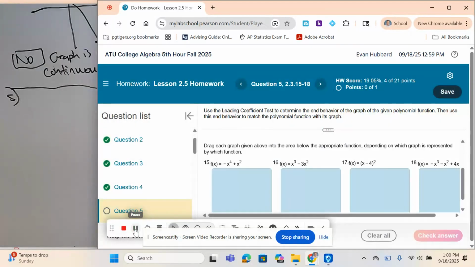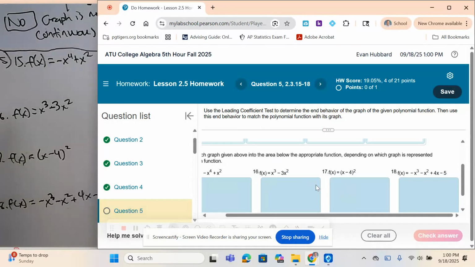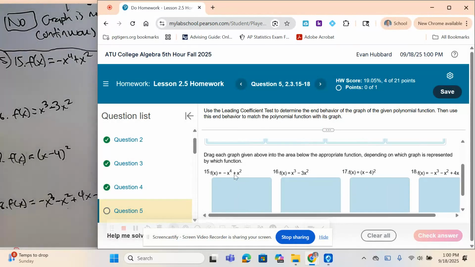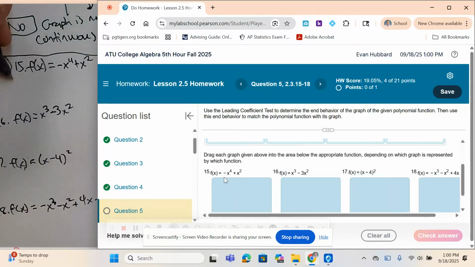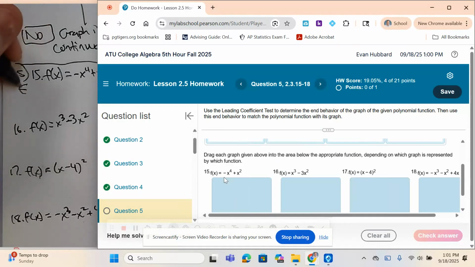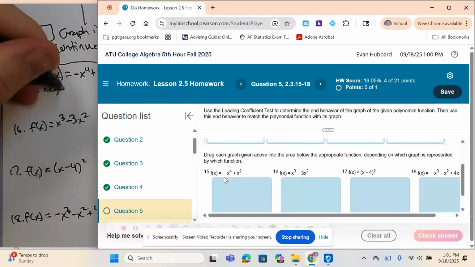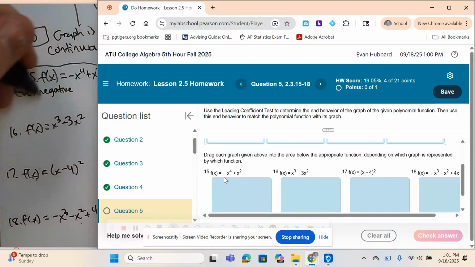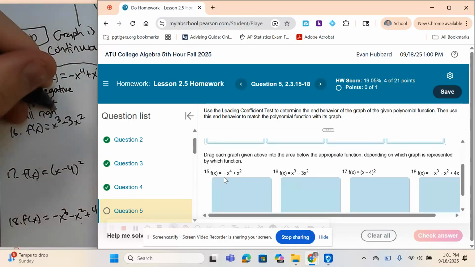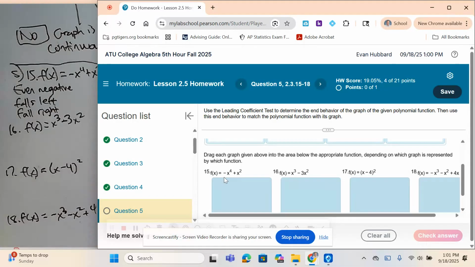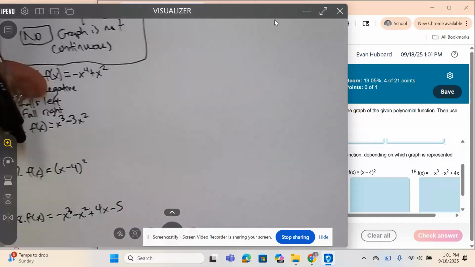All right, question 5. We have these functions, and what we need to do is tell the end behavior. This is what we call an even negative. So the first one's an even negative. An even negative falls left and falls right. So I'm going to look for the one that falls left and falls right. I'm going to do this first, and I'll come back to that.